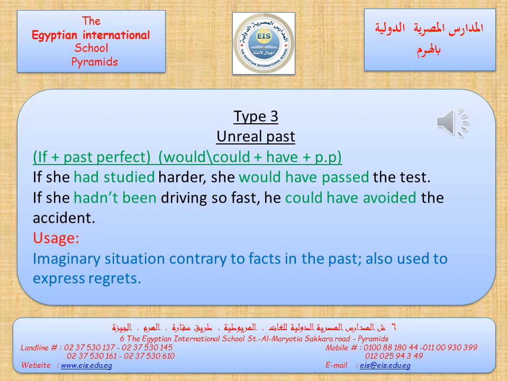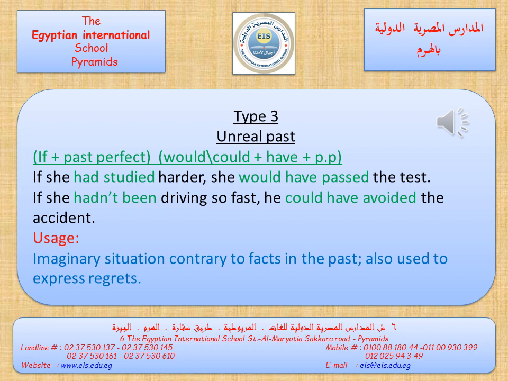There is a general rule for this structure. We start our sentence in the third conditional with if plus subject plus past perfect tense, which consists of had plus past participle, comma, subject plus would have plus past participle.